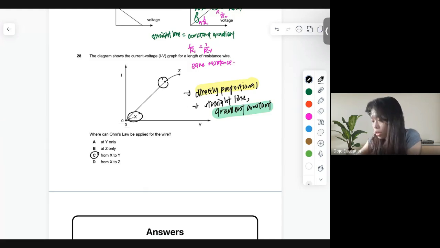And from y to z, you will see that the gradient is decreasing already. Then it's not directly proportional because directly proportional is always a straight line. And it shouldn't be at y only because y is just a point. And the question is asking where can Ohm's law be applied? Is it just at y? It's not. It's from x to y.